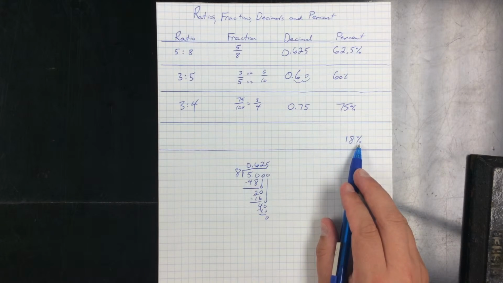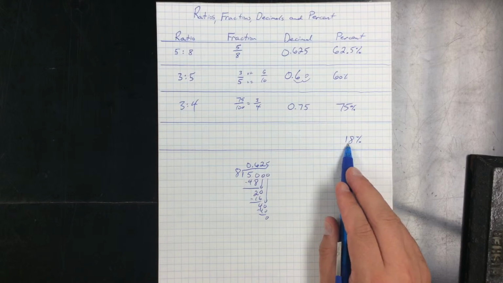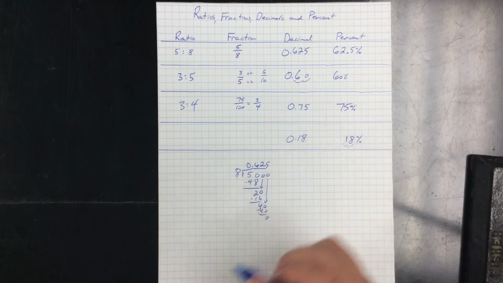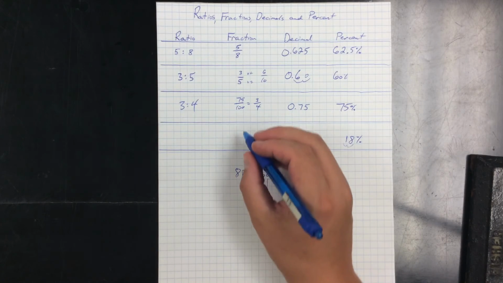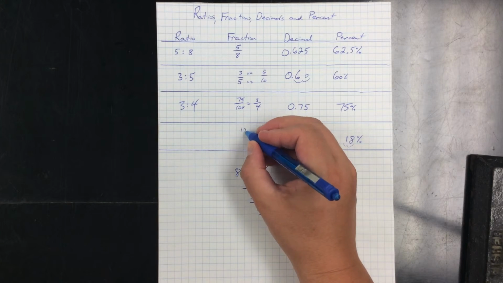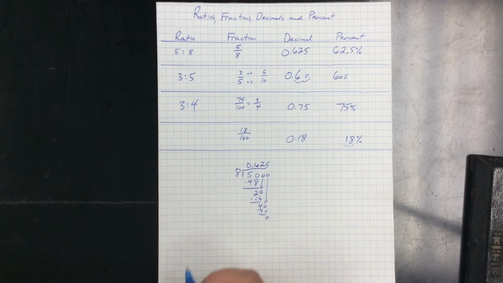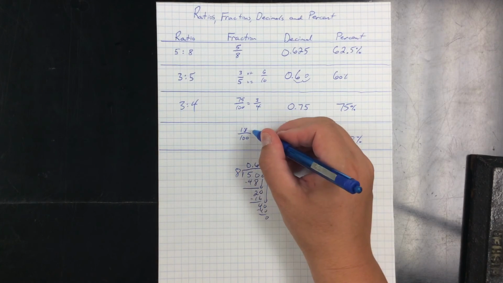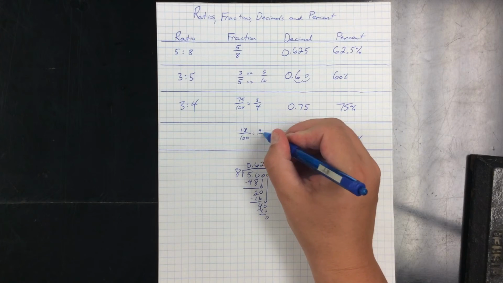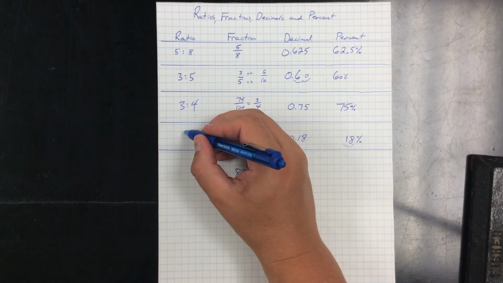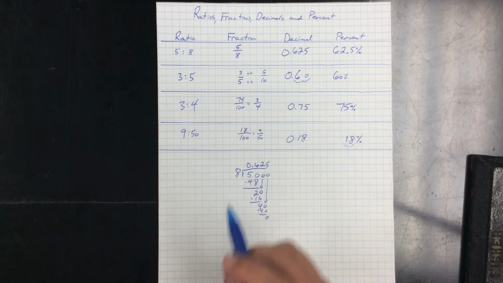All right, 18%, so I'm going to divide by 100, or move the decimal 2 spots to the left, 0.18. Percent to fraction, it's 18 over 100. Both of those divide by 2, so that would be 9/50. I don't think we can go any lower than that, so it's the same as 9 to 50.